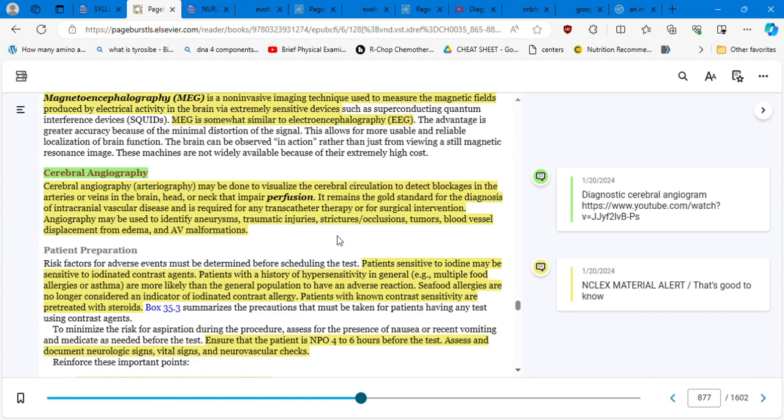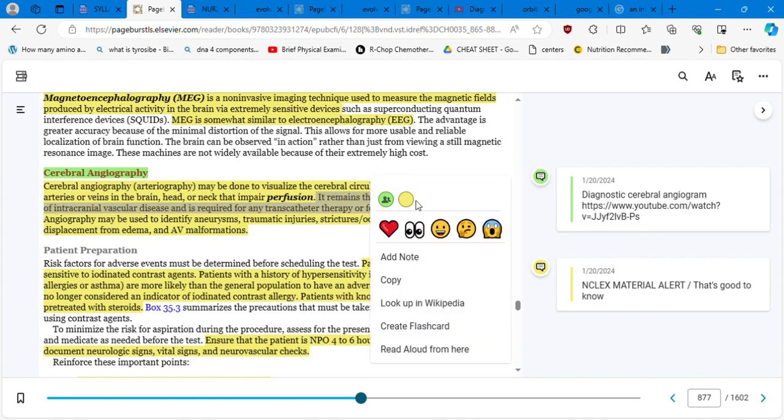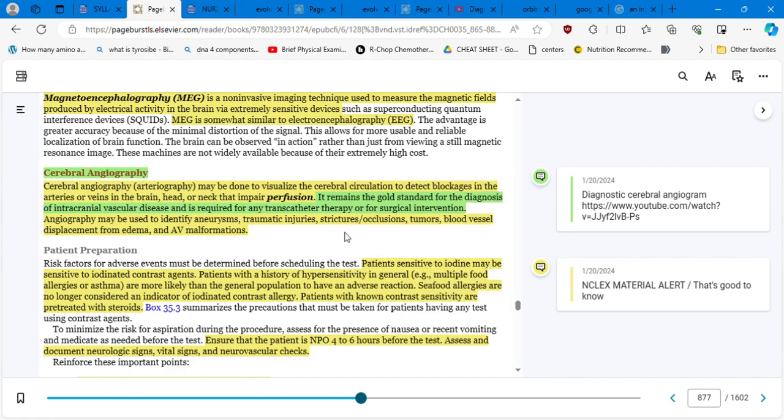It remains the gold standard for the diagnosis of intracranial vascular disease and is required for any transcatheter therapy or for surgical intervention. And angiography may be used to identify aneurysm, traumatic injuries, strictures, occlusions, tumors, blood vessel displacements from edema, and AV malformations. Edema: inflammation, fluid around the tissue.